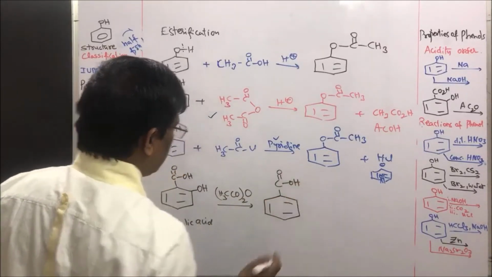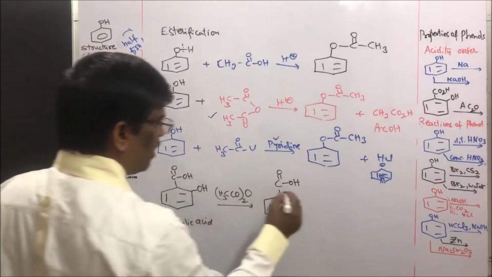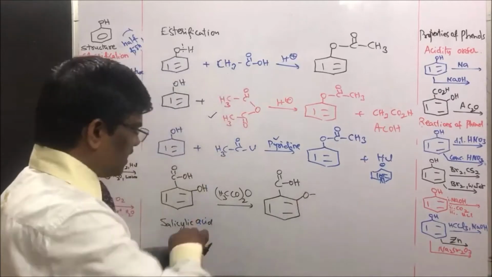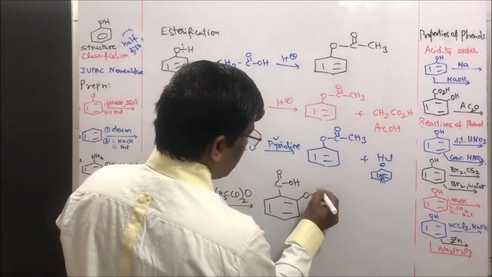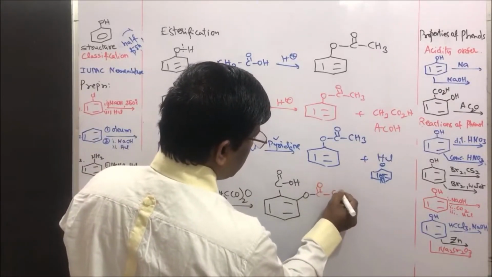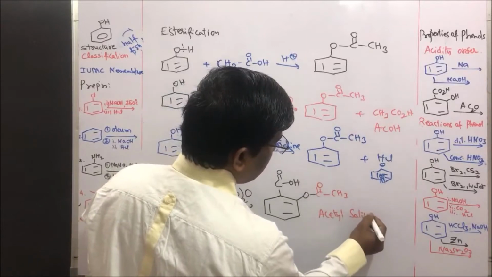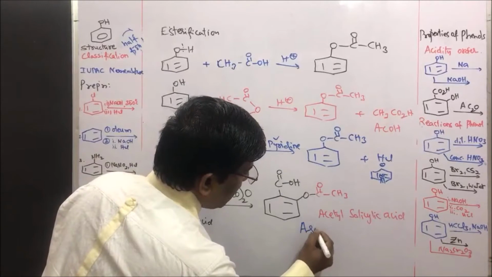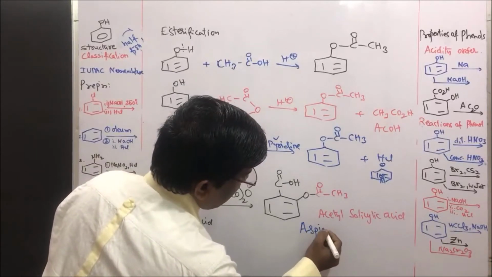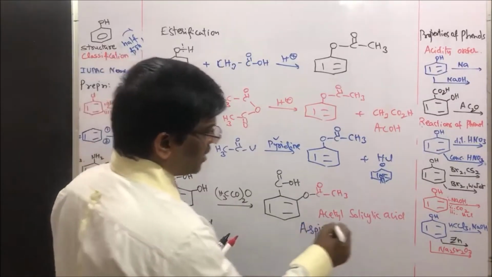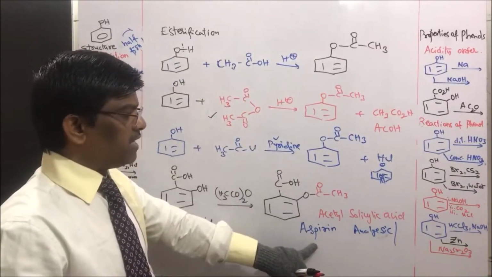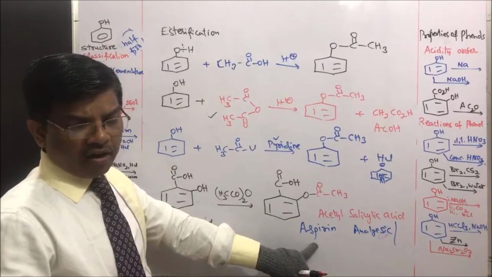What is aspirin? Yes, you might have heard of the Disprin tablet. So this Disprin tablet is going to have acetyl salicylic acid, which is nothing but aspirin. Acetyl salicylic acid is aspirin. Aspirin is a pain reliever. This aspirin is analgesic and antipyretic, and this aspirin is used for the treatment of heart attack.